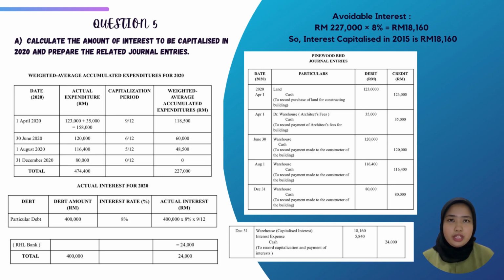So for question 5A, that is calculate the amount of interest to be capitalized in 2020 and prepare the related journal entries. Firstly, we have to calculate the total weighted average accumulated expenditures and interest for the year 2020. After that, to find the interest to be capitalized, we have to calculate the avoidable interest first. The avoidable interest can be obtained by multiplying the total weighted average with the interest rate that we calculated earlier. So, after we get the amount of interest that needs to be capitalized for the year 2020, we can proceed to create the journal entries for Pinewood Company Berhad using the specific values that need to be journalized.